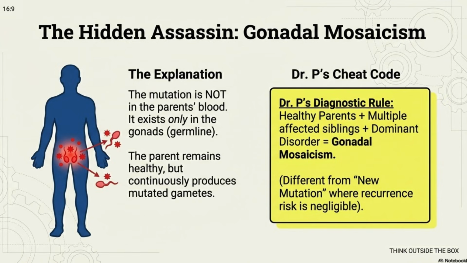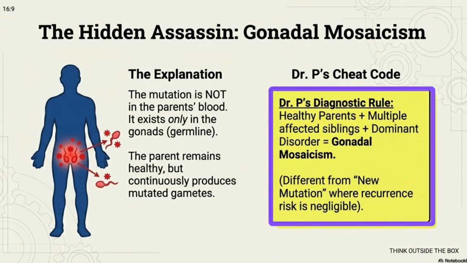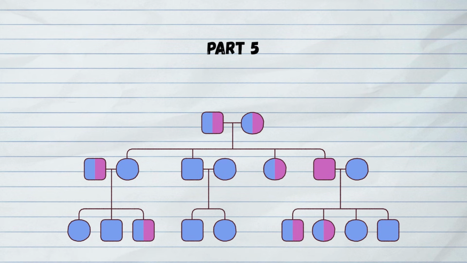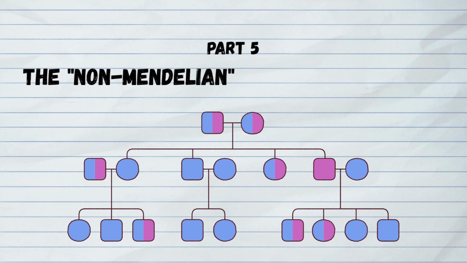So they keep churning out mutated gametes even though the parents themselves are fine. The cheat code here is healthy parents plus multiple affected siblings with a dominant disorder. It could be gonadal mosaicism. Part 5. The non-Mendelian pedigree algorithm.